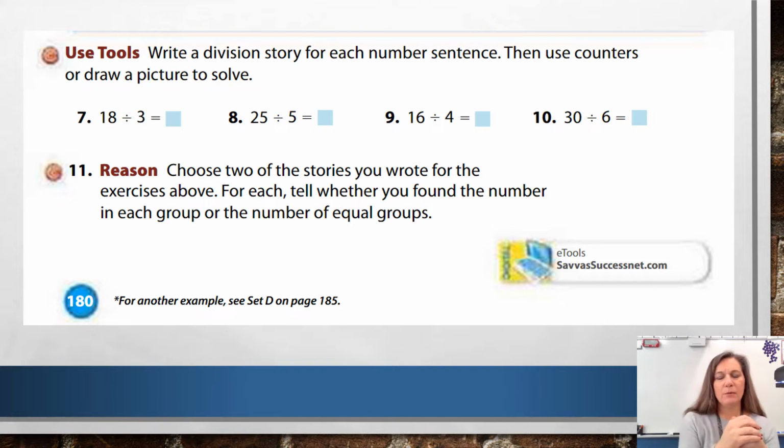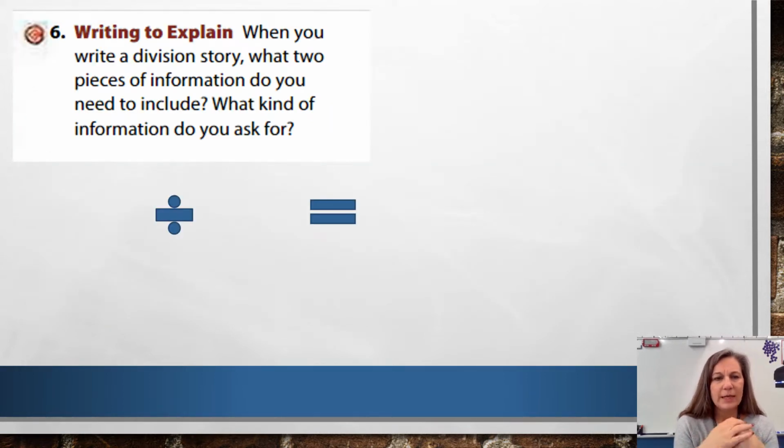So let's take a look at problem number 6. Now 1 through 4 we did together, so I'm going to skip to number 6, and we're going to take a look at problem number 6. It asks you, when you write a division story or word problem, what 2 pieces of information do you need to include?